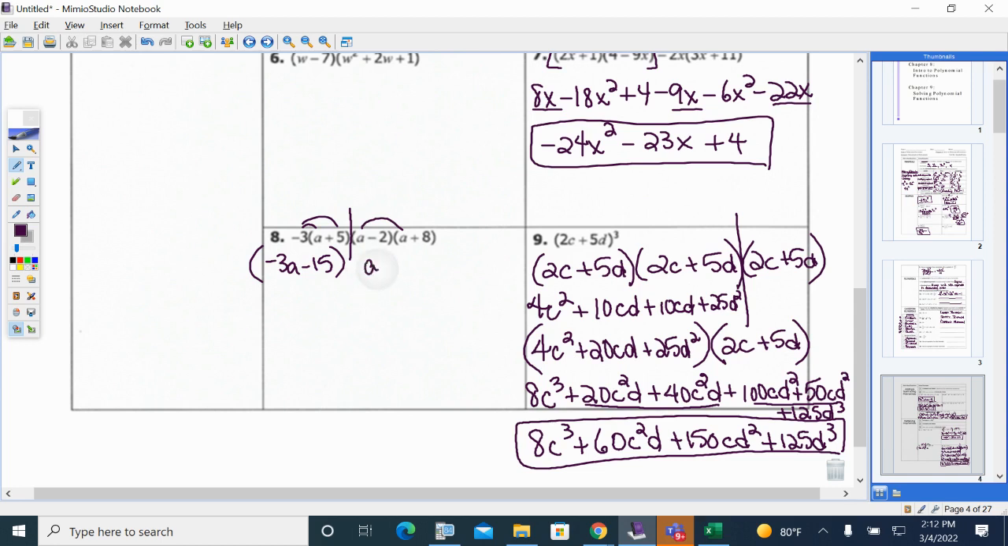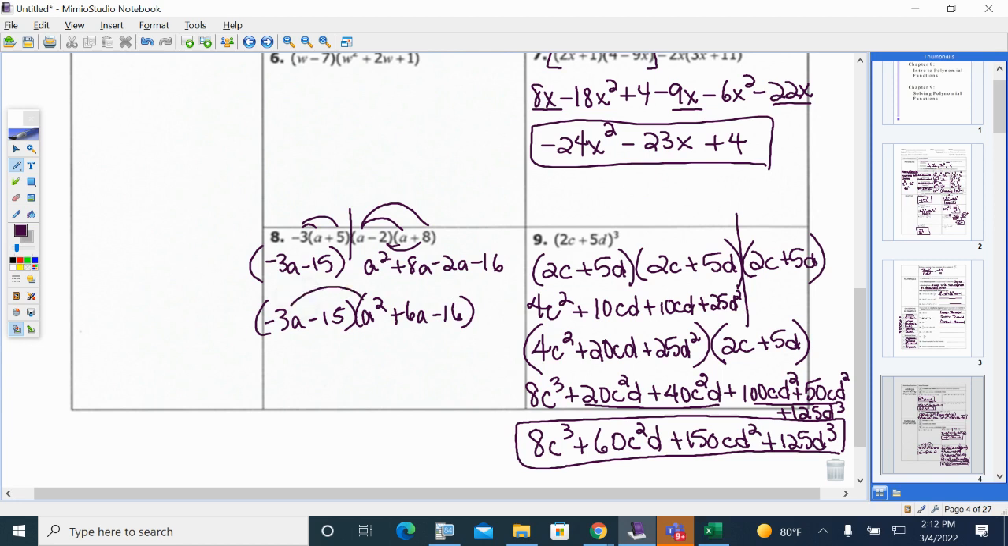So a squared plus 8a minus 2a minus 16 gives me a squared plus 6a minus 16. And then that gets multiplied by the negative 3a minus 15. So it's not really as bad as you think. Number 9 was just horrible because of all of the different variables.